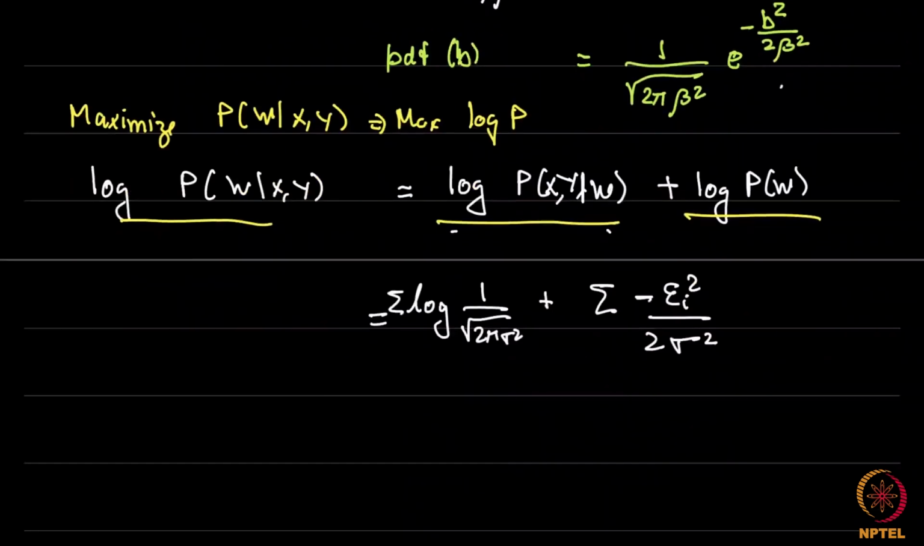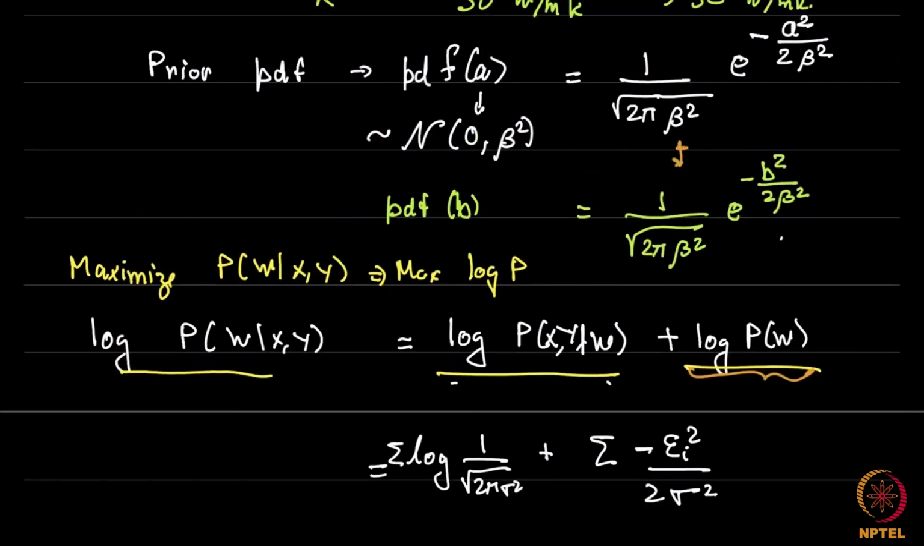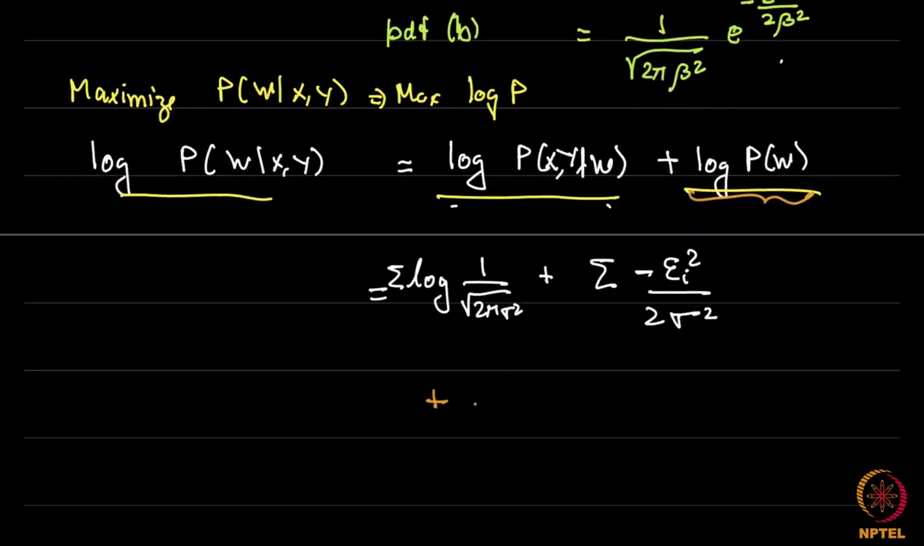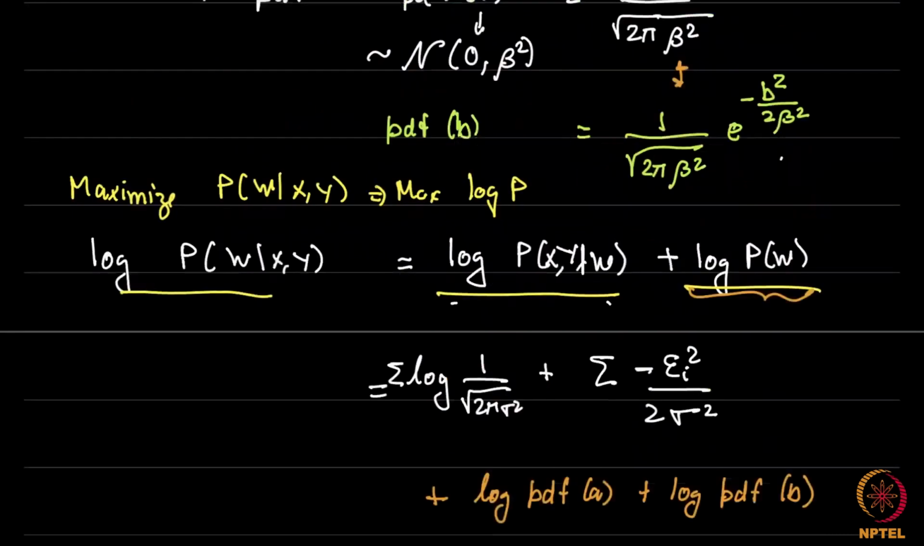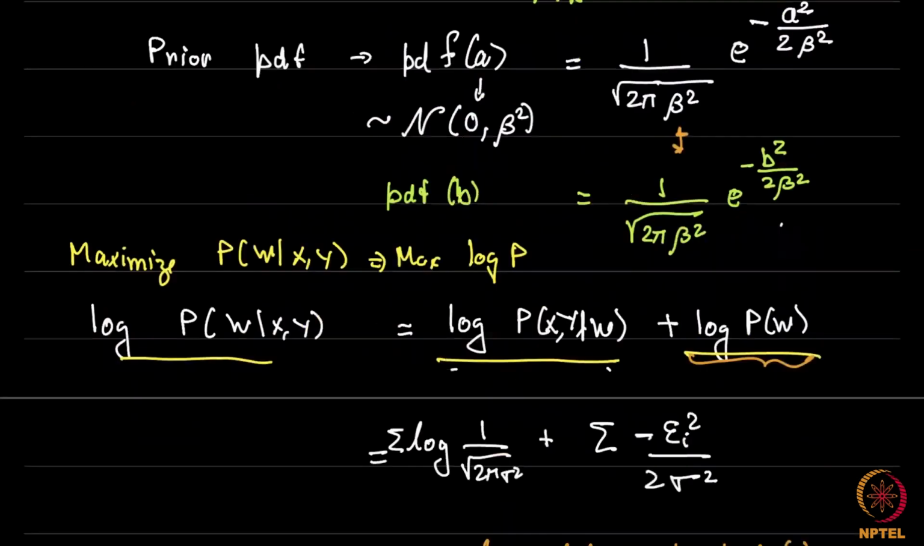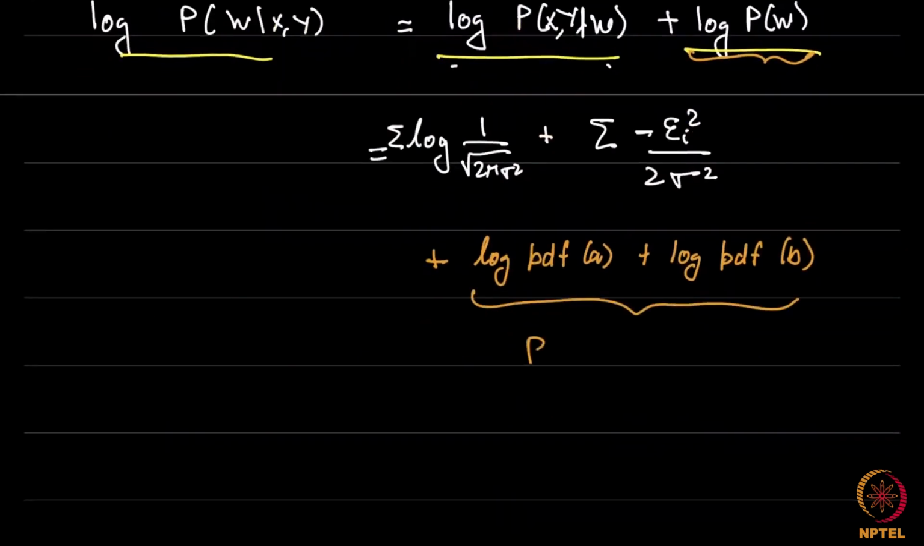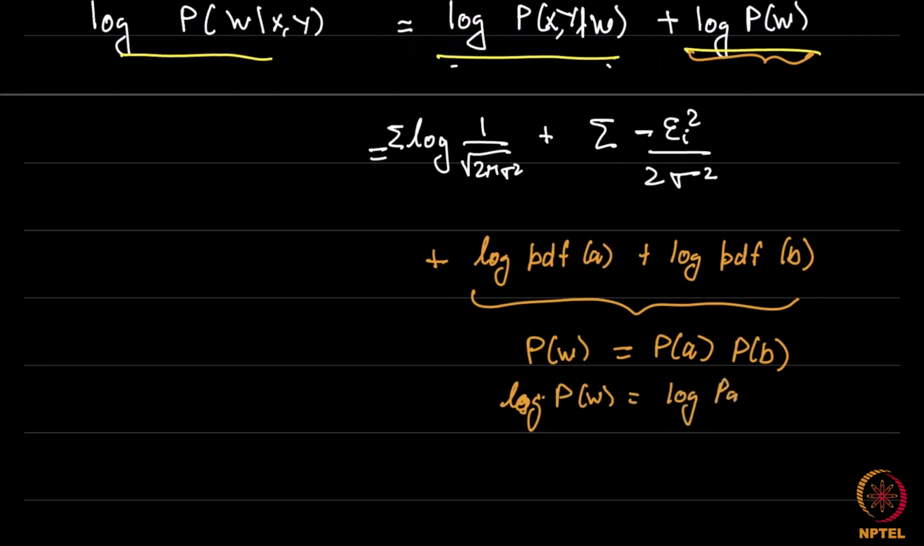The new term being due to this. So if you remember, there are two terms here, PDF of A and PDF of B. So I will just say log of PDF of A plus log of the PDF of B. Why is that? Because the probability of W, we are assuming that A and B are independent parameters. All these are assumptions which need not be true. This depends on the fact that probability of W is probability of A multiplied by probability of B. And of course, that would mean that log of P of W is log of P of A plus log of P of B.